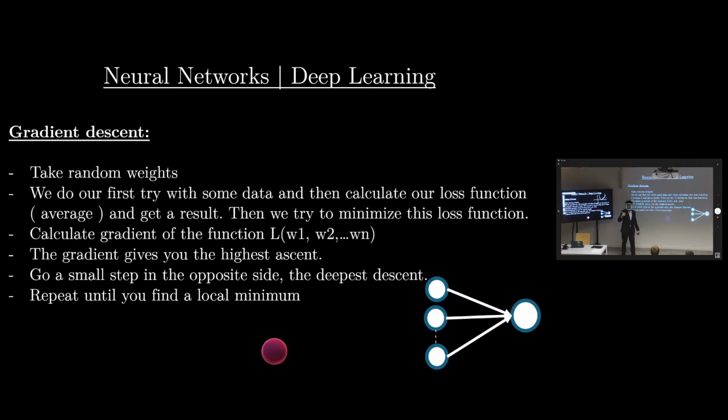And the function that we're trying to find its local minimum is the loss function, which makes sense. We're trying to minimize our loss. We want our loss to be the lowest possible. That's why we try to find the local minimum of our loss function.